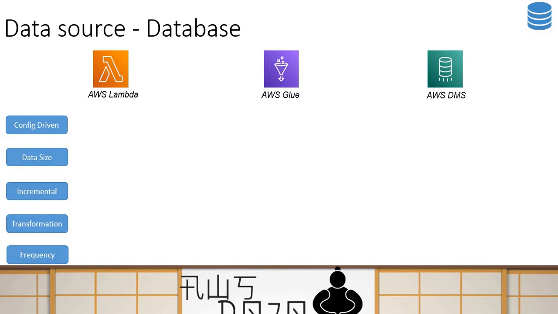So let's see how these three services fare against these factors. Talking about Lambda, it is not configuration driven. You have to write the code. That's the bottom line. You have to write your code.